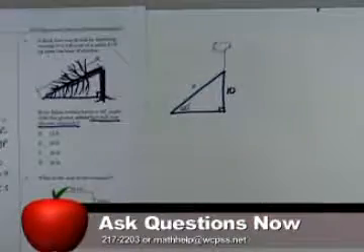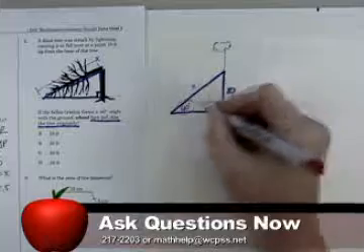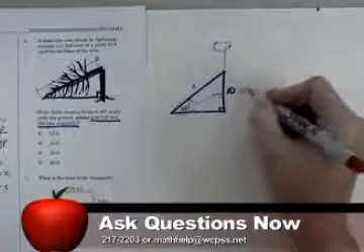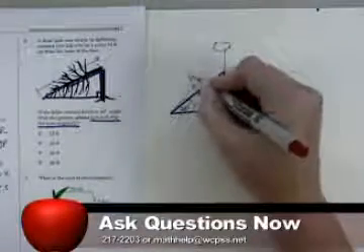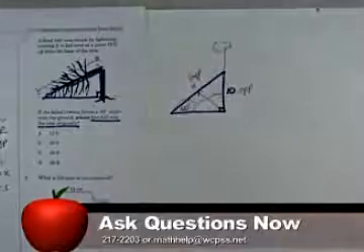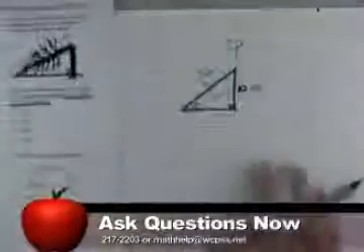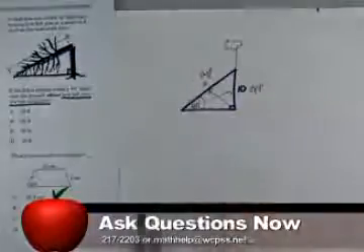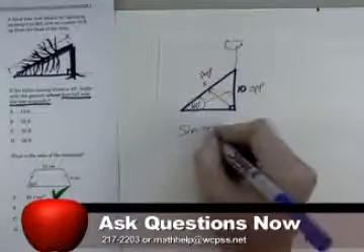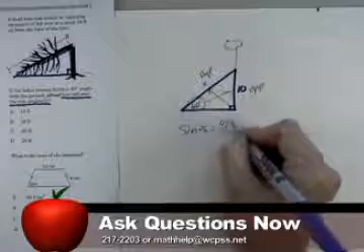What information do we have? Well, we have this angle. We have the information opposite the angle. We have the hypotenuse. Which one of our trig functions deals with opposite and hypotenuse? I wrote that down a second ago. Sine deals with opposite and hypotenuse. Okay? Sine of what? Well, the sine of an angle equals the opposite over hypotenuse.